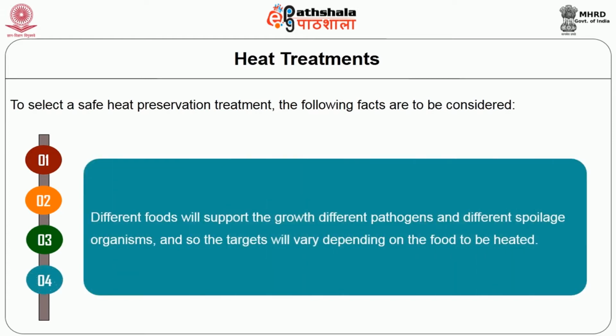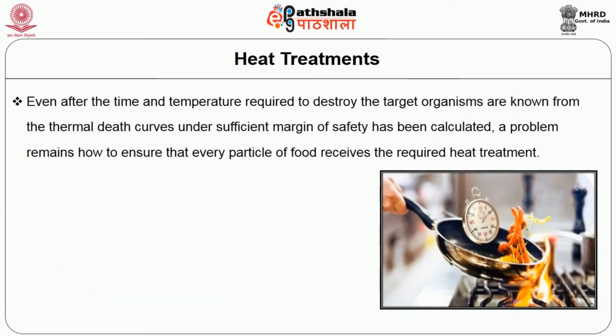Different foods will support the growth of different pathogens and different spoilage organisms, and so the targets will vary depending on the food to be heated. Even after the time and temperature required to destroy the target organism are known from the thermal death curves and a sufficient margin of safety has been calculated, a problem remains: how to ensure that every particle of food receives the required heat treatment.